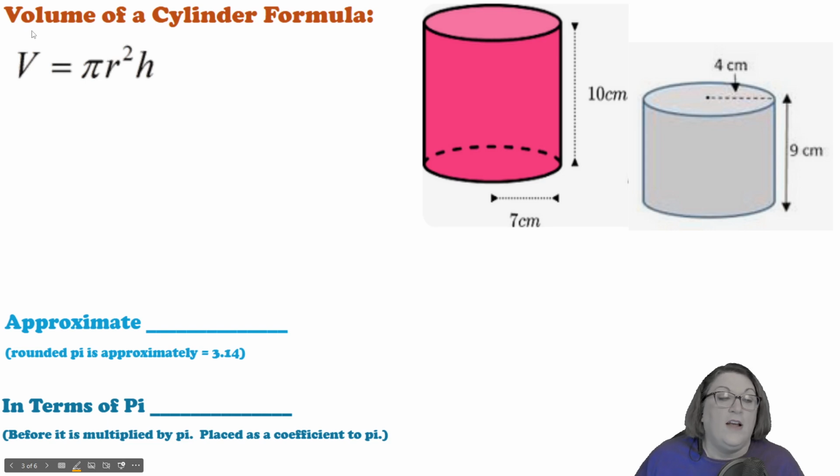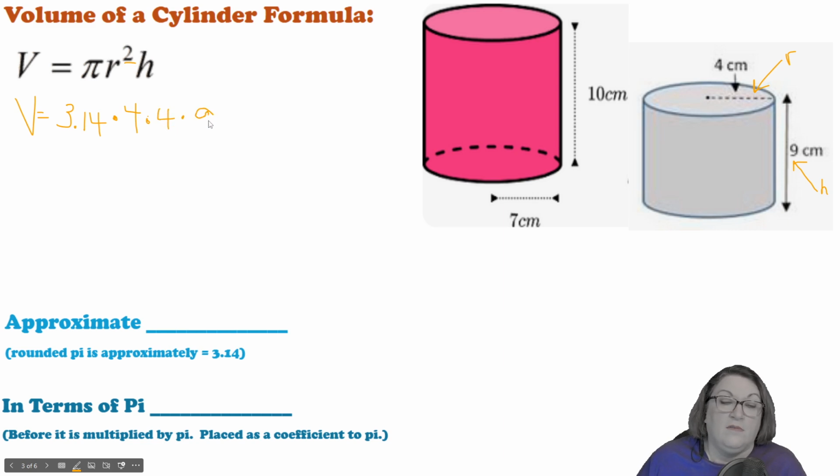All right, orange. All right, so volume equals pi, which is 3.14. We're going to do our approximate value first. So we're going to approximate pi by rounding it to the nearest hundredth there. And then our radius on this gray cylinder here is the 4. So I'm going to put a little r here for radius. And then the height is the 9 here, the distance between the two circles. And when we square the radius, that means we're going to do radius times radius. So radius times radius, 4 times 4. And then we're going to multiply that times the height, which is 9.